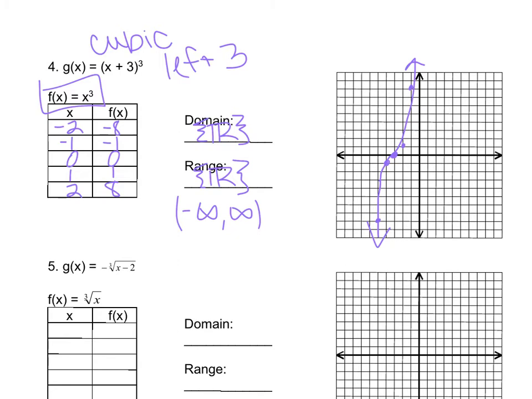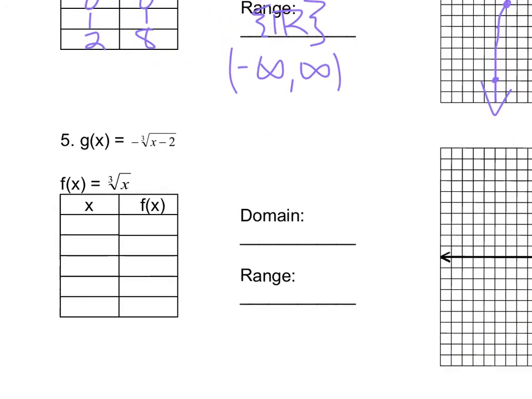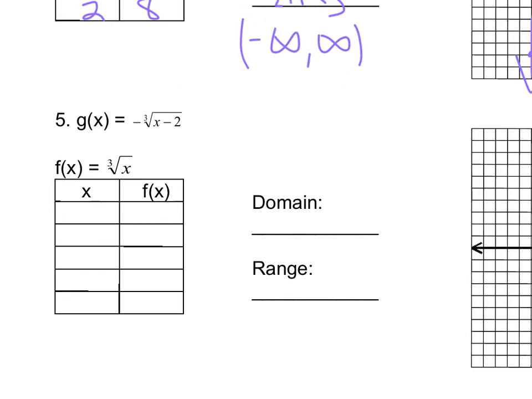A good way of checking a graph to make sure the direction is correct from left to right, it should be increasing since it did not have a negative in front. So that's another way of checking your graph there. All right, let's take a look at 5. Notice this one is cube root.